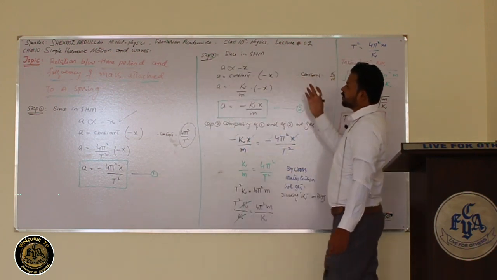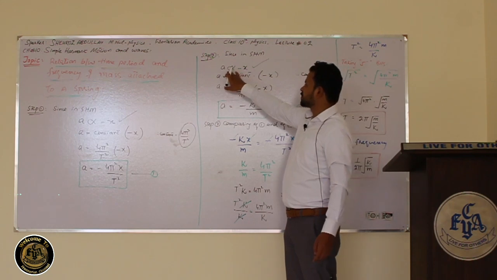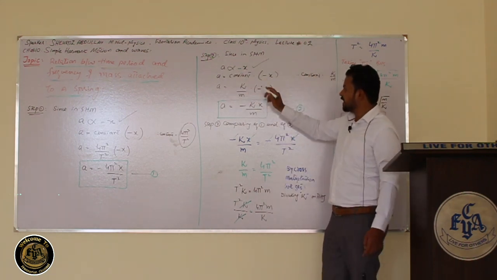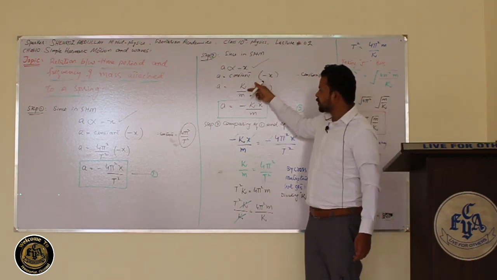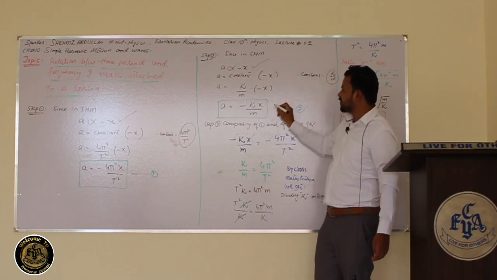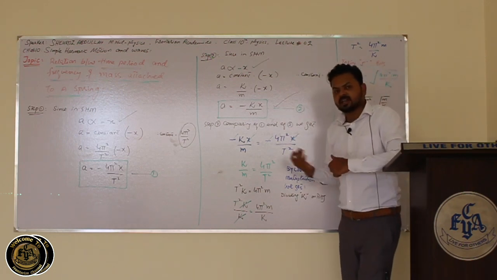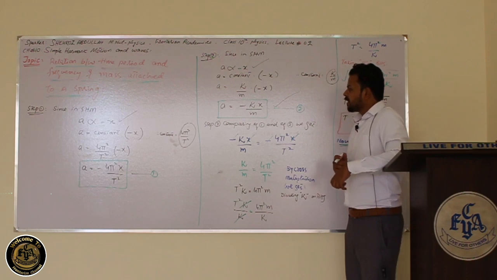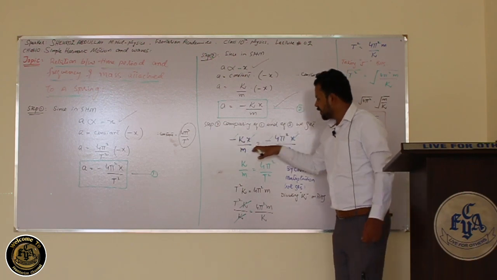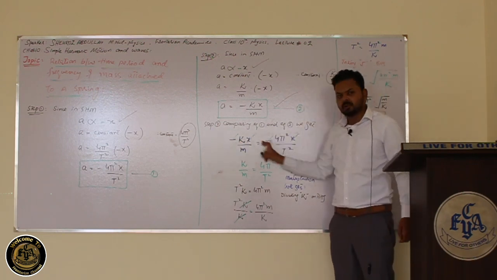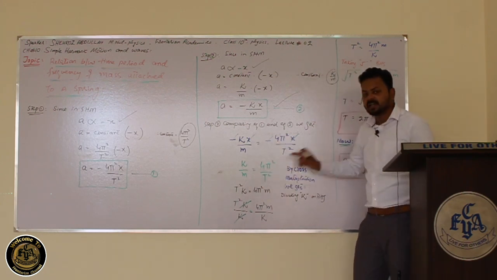Now again we use the same expression: a is directly proportional to minus x. We remove this proportionality sign and introduce a constant, and the constant value here is k by m. We multiply it with minus x and reach this expression. This is equation number 2. Now if you see equation 1 and equation 2, both sides are equal, so we can compare both equations. The minus on both sides will cancel, x on both sides will cancel, and we will have k by m equal to 4 pi square by t square.